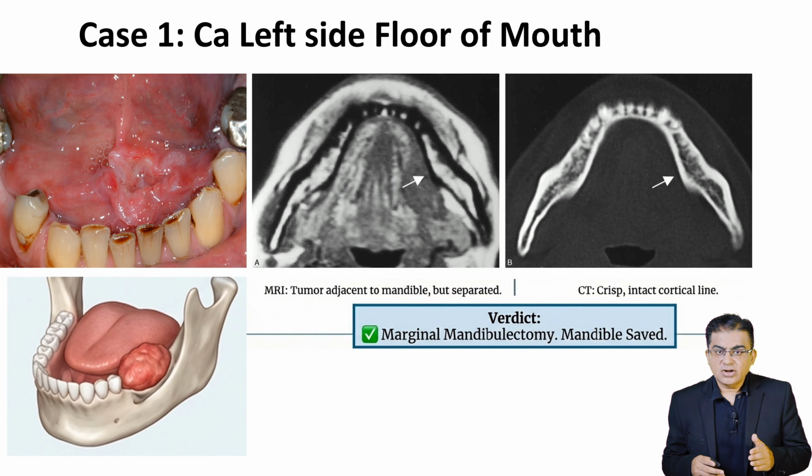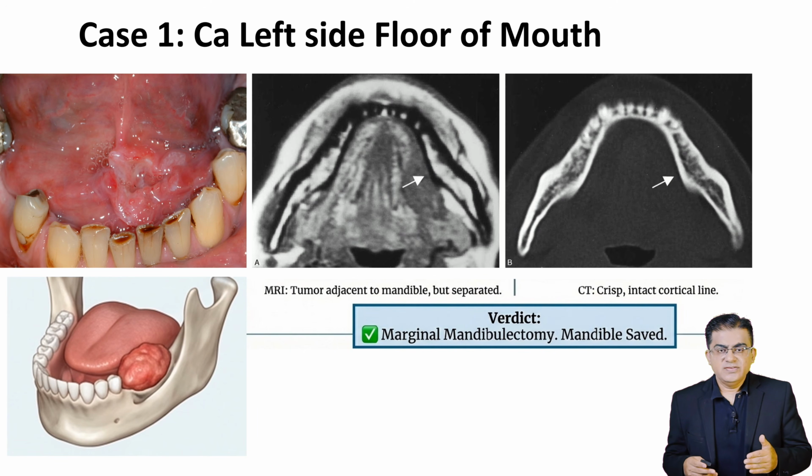Now let us cross-check it with the CT scan on the right. This confirms exactly what we were looking for. Look at that bright white cortical line. It looks quite similar to the opposite side of the mandible cortex. It is a nice, crisp and completely unbroken cortex.